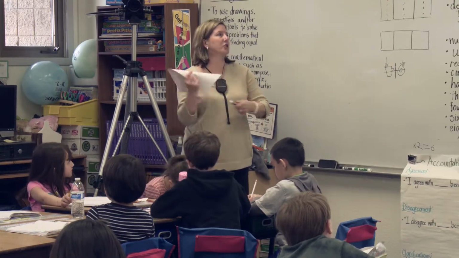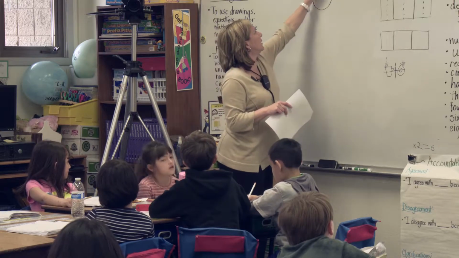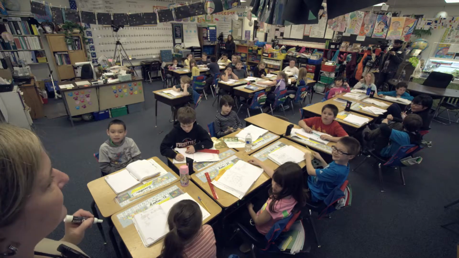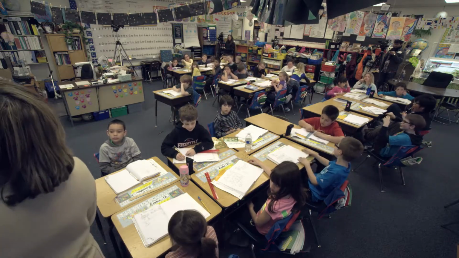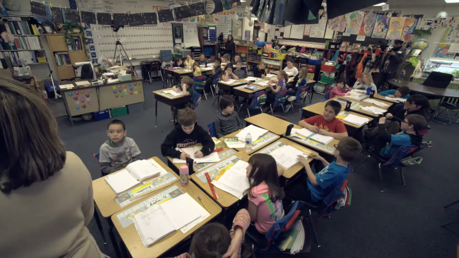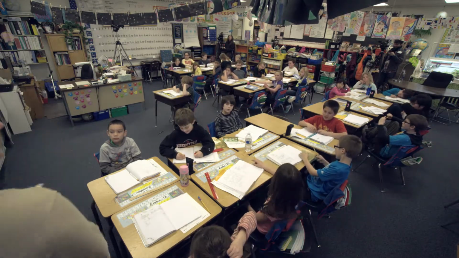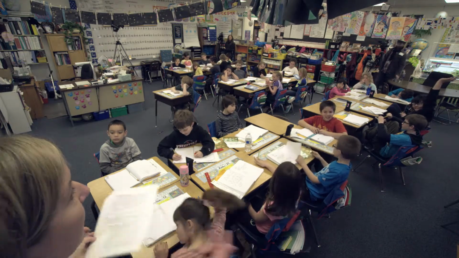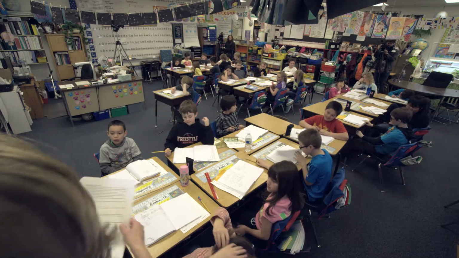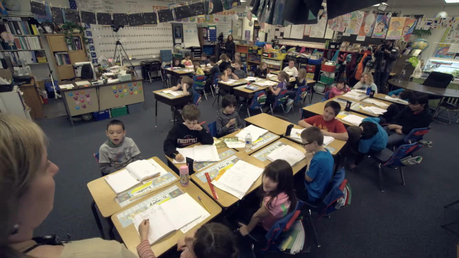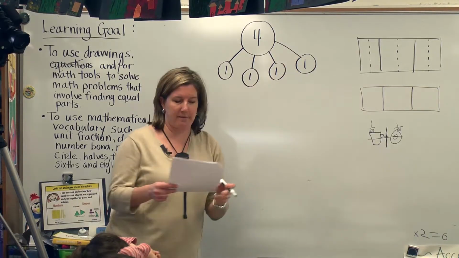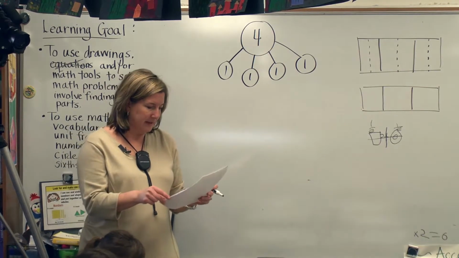Colin, how many circles did you have below the 4? I'd have to have 4, correct? Why, Colin? What were the directions? To decompose 4 into ones, right? So this would have to have what in it? 1. What about this one? 1. And this one? 1. And this one?